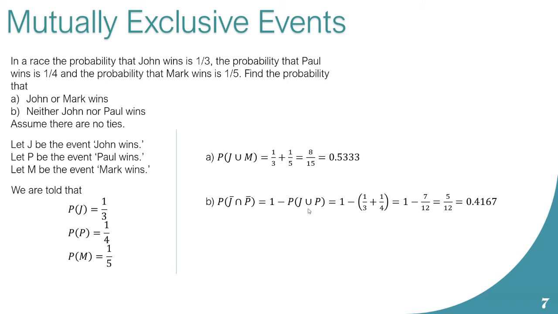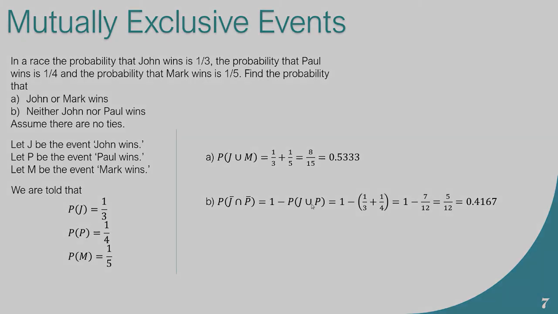And of course, this is easy to calculate. That's 1/3 plus 1/4. That gives us 1 minus 7/12. The answer then is 5/12, or 0.4167. So the probability of an event is equal to 1 minus the probability of its complement.